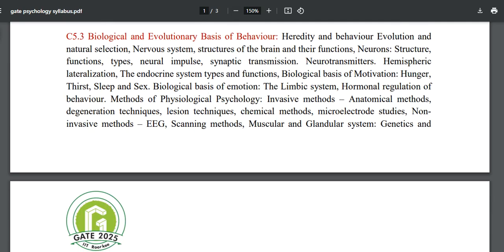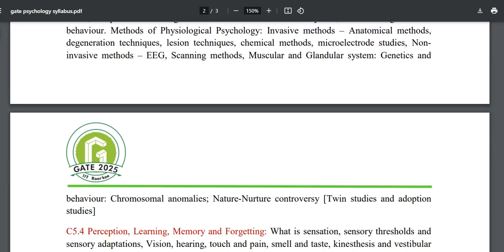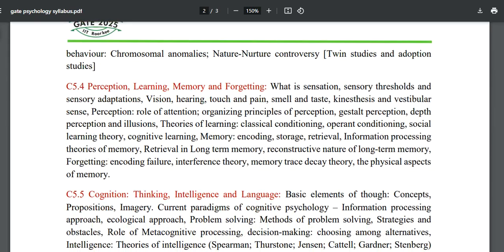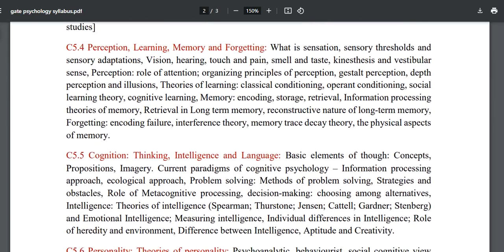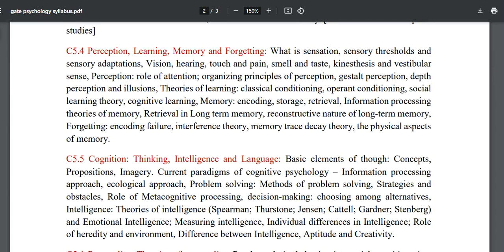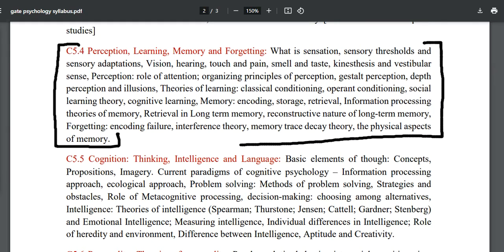Now talking about the next one, biological and evolutionary basis of behavior. This is also one of the important units of the GATE psychology examination, one of the important topics. And see, this one is highly important. Each and every year, topics are coming from here only. Most of the topics are from here.